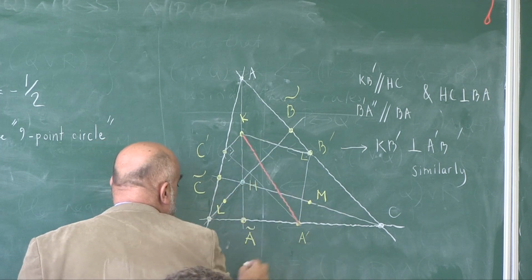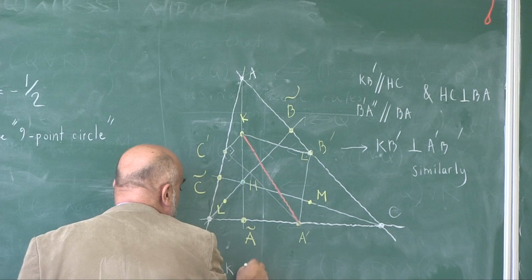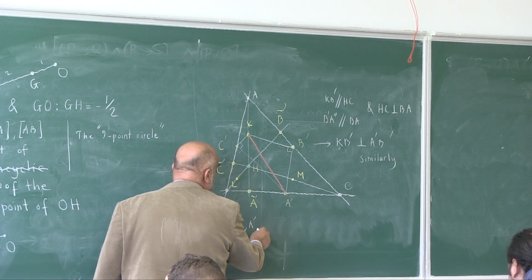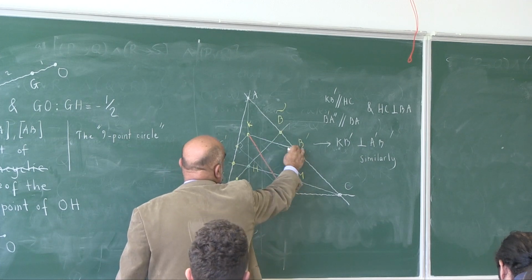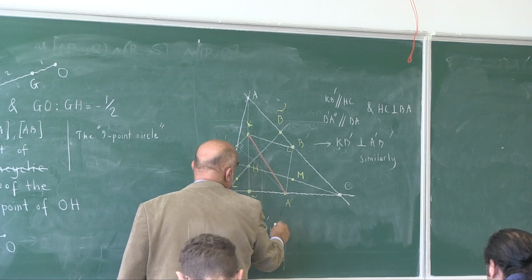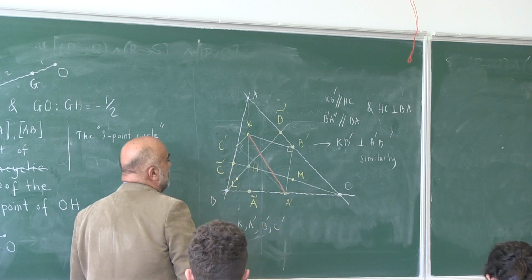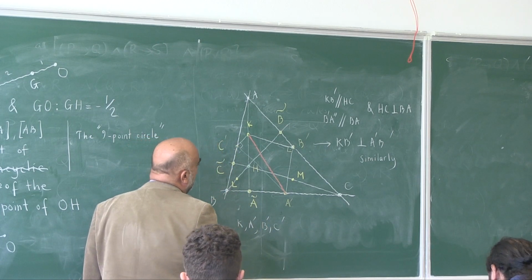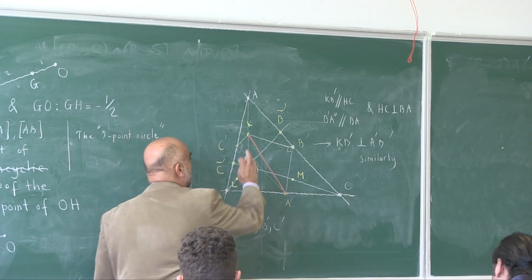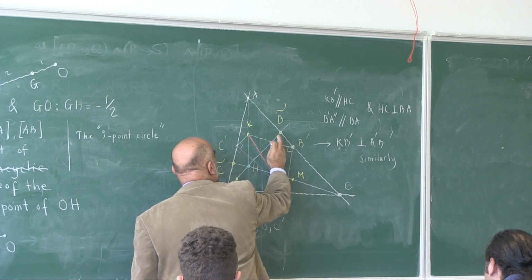Look here, K and A prime. Well, they are taken care of because they are the extremities of the diameters. I have also taken care of B prime. I have taken care of C prime. So, I'm making good progress. How about M? Well, M is simple too.